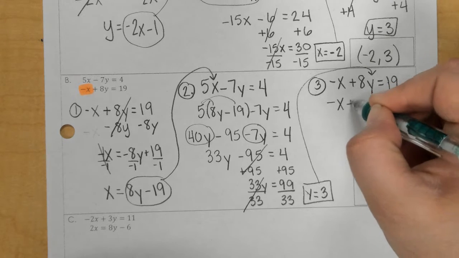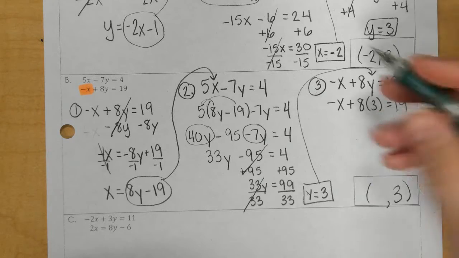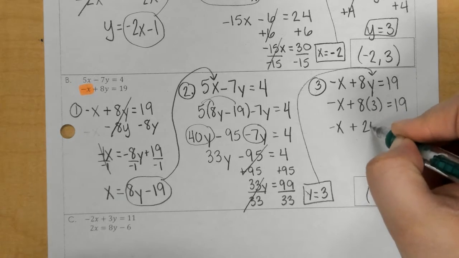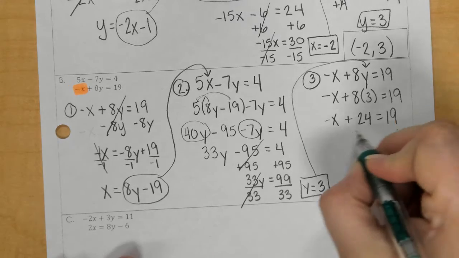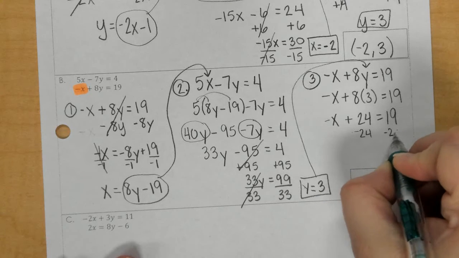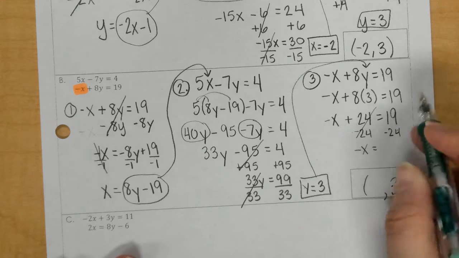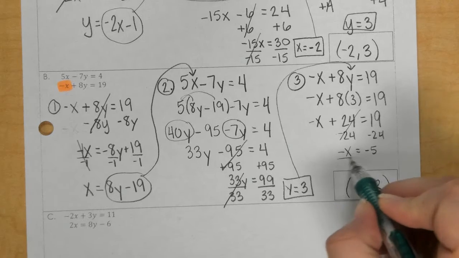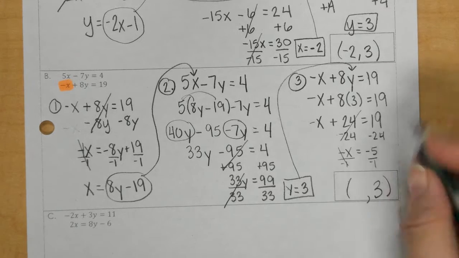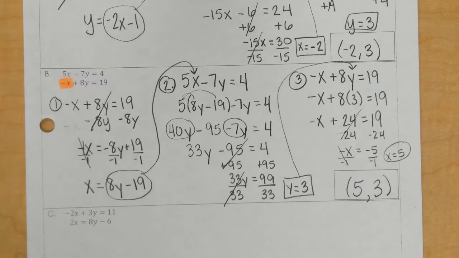So negative x plus 8 times 3 equals 19. If we multiply, we get 24. Then 19 minus 24, so negative x. Subtract, we get negative 5. And then to get the x by itself, you're going to divide by negative 1 again. And so x is 5. So 5, 3.